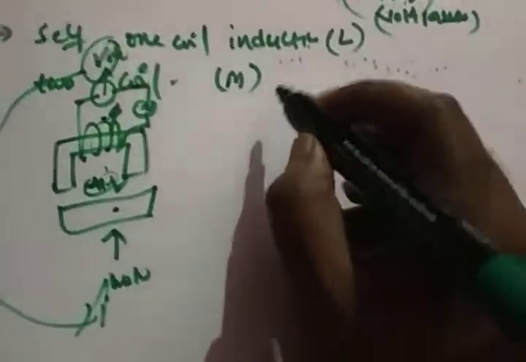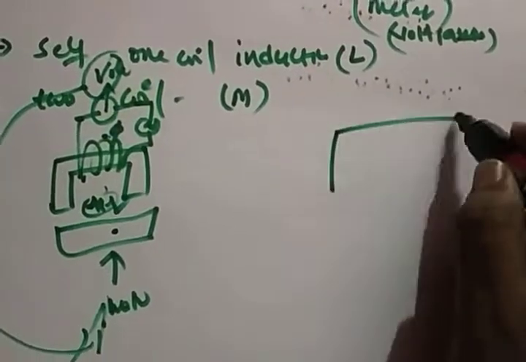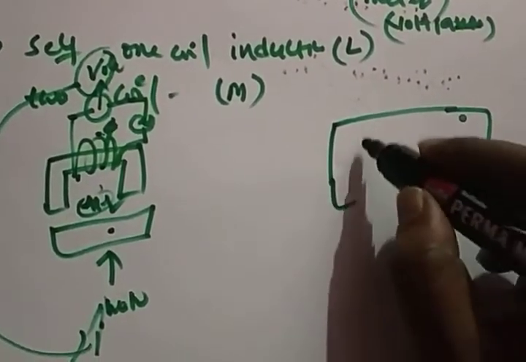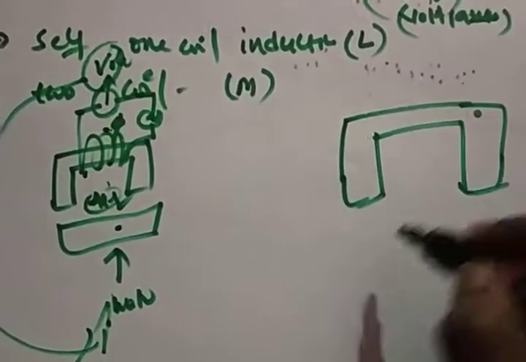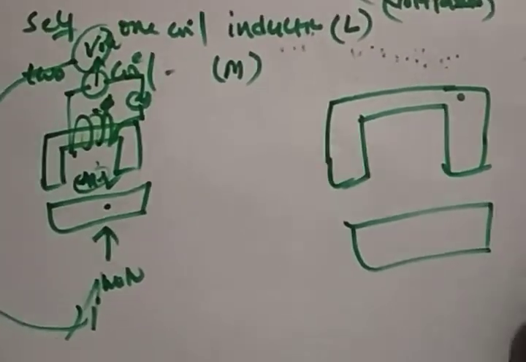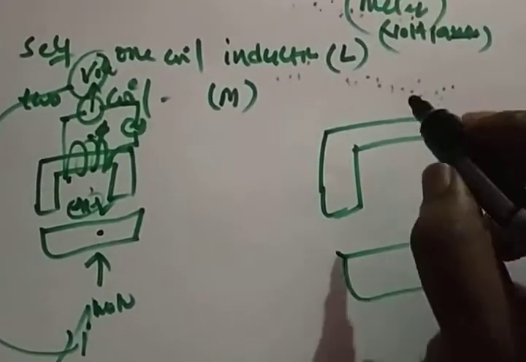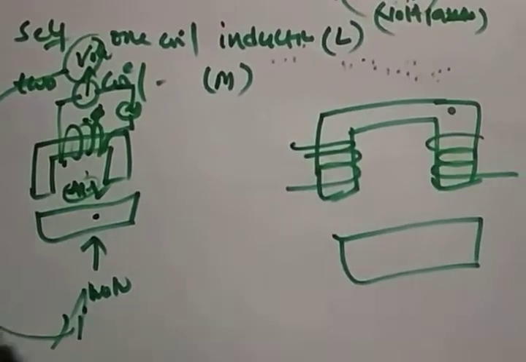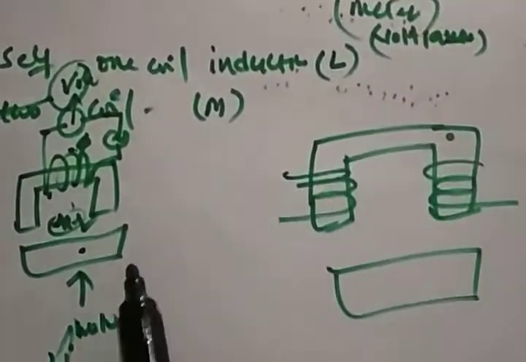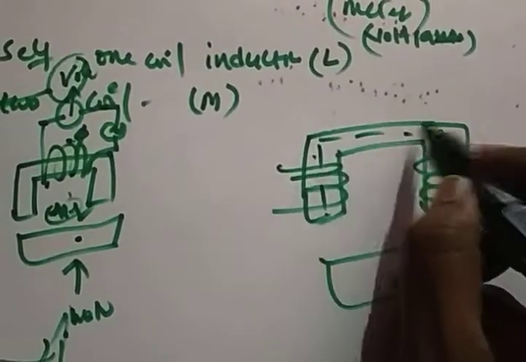After that, how will the two coil type look? It has similar magnets like this, and this is a series magnet. These two are connected in parallel. Here one limb has one coil, and another limb has another coil. That means two coils, which are magnetically coupled, right?